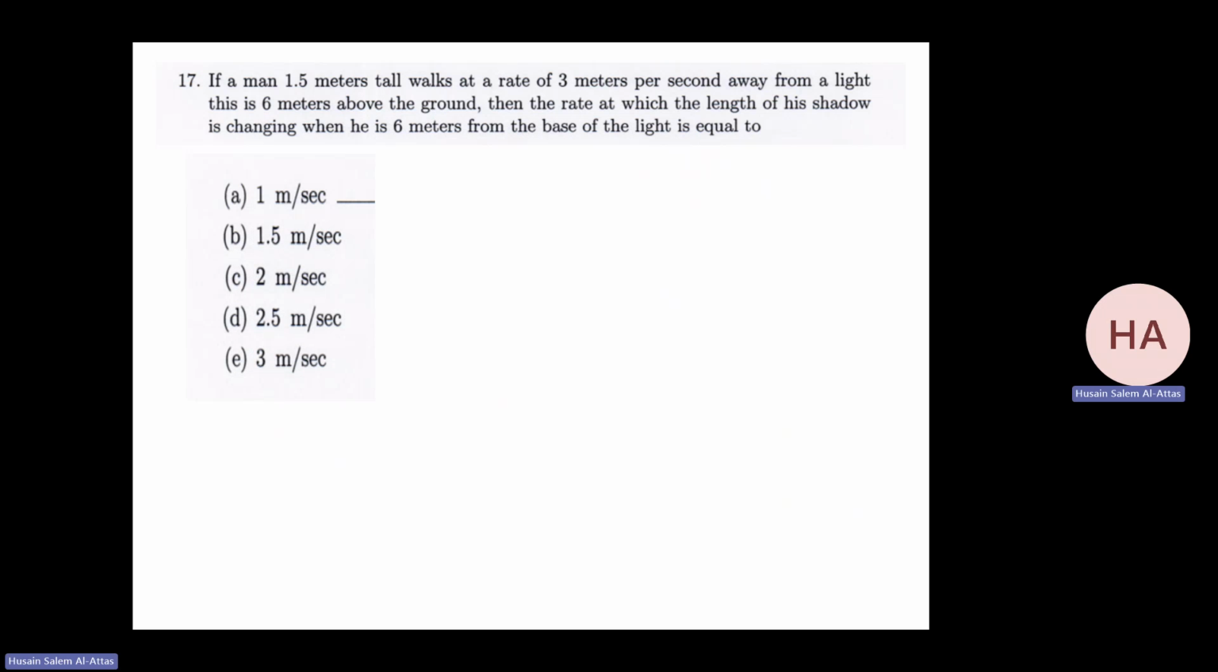We have 4 problems to go. The shadow problem. A man 1.5 meters tall walks at a rate of 3 meters per second away from a light. We have a light that is 6 meters above the ground, and the man, 1.5 meters, is walking away from the light. The shadow will be this one, so we call it y. And this is the way he's walking, we call it x.